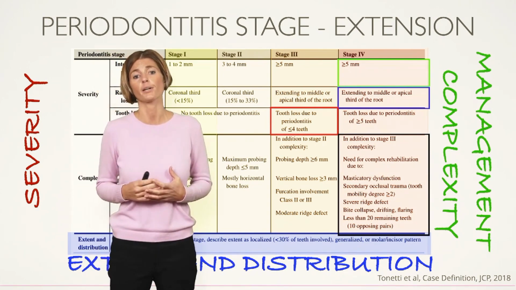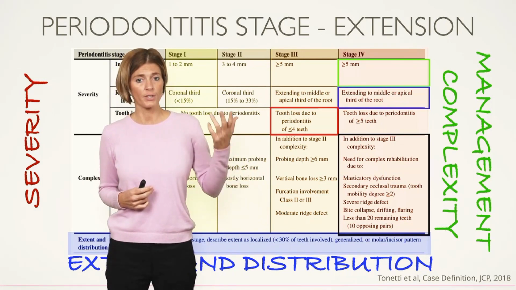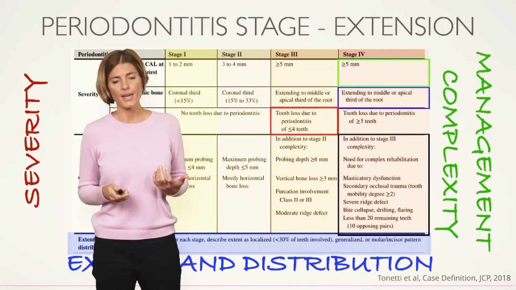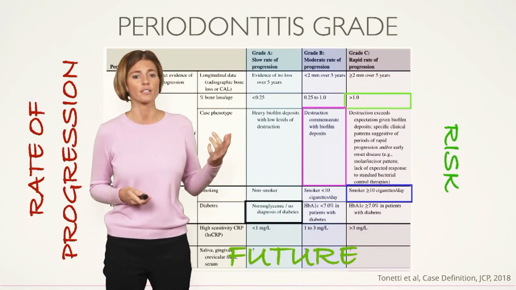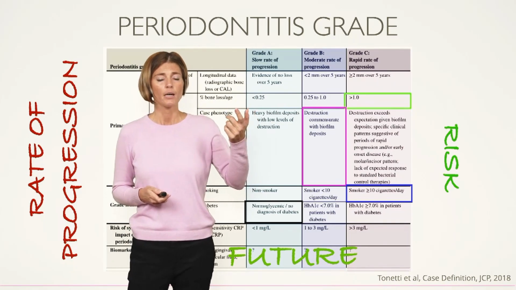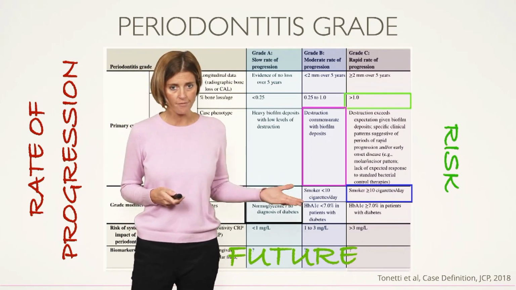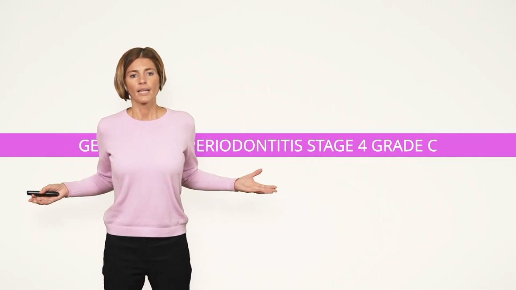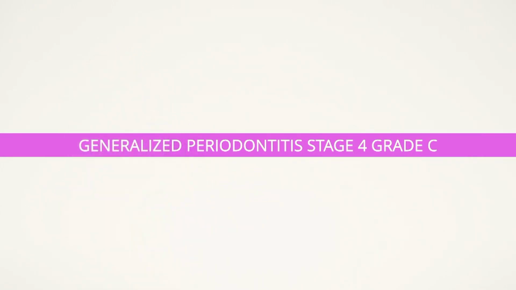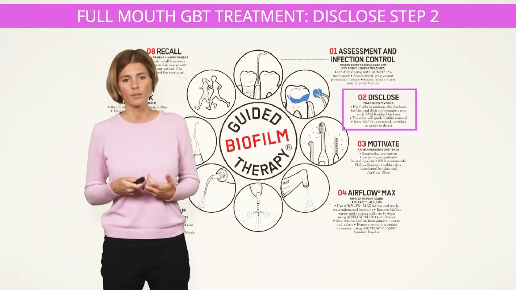So we have stage 4 periodontitis for 3 reasons, and we have a grade C periodontitis for at least two reasons: the percentage of bone loss, and also because he is a heavy smoker, more than 10 cigarettes per day. So the diagnosis is a generalized periodontitis, stage 4, grade C. And in the same session, we started with the therapy.